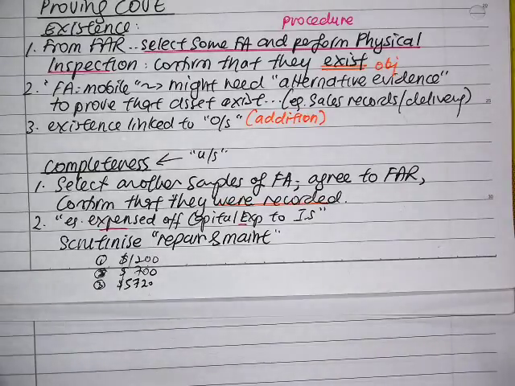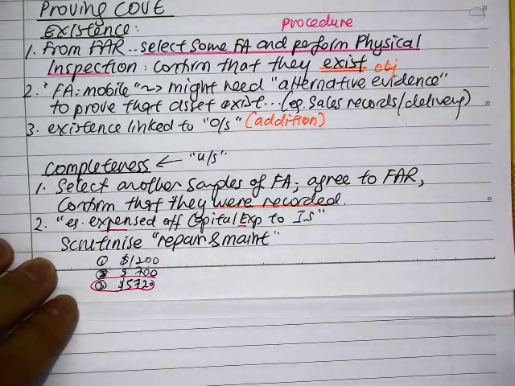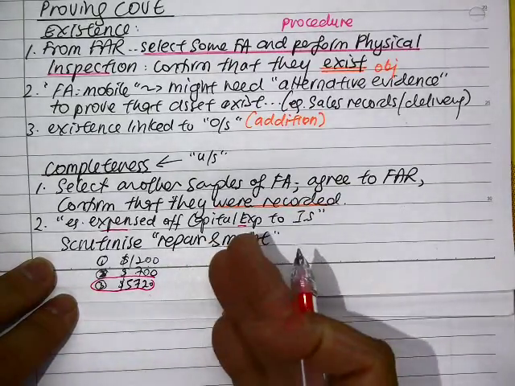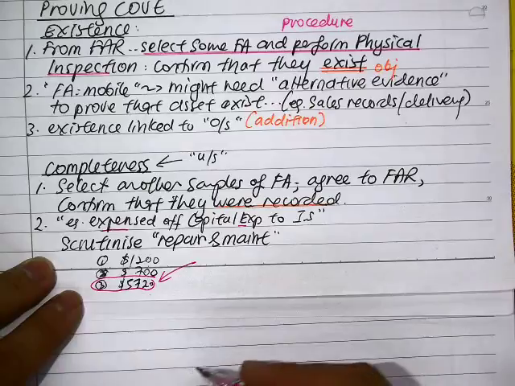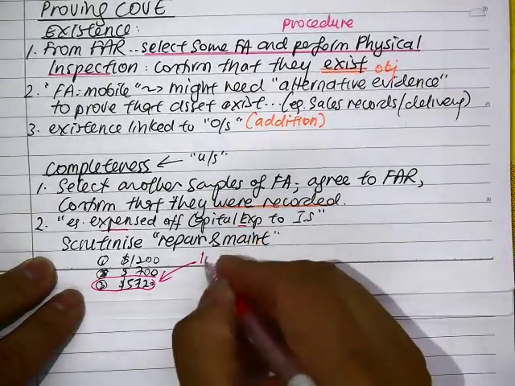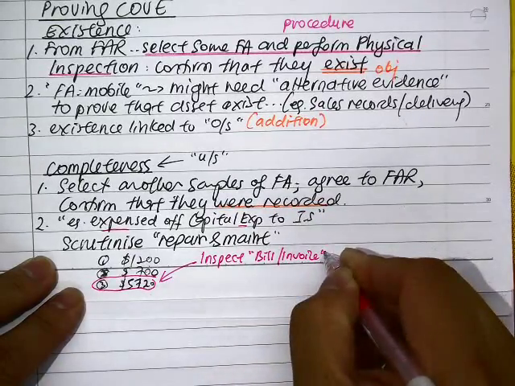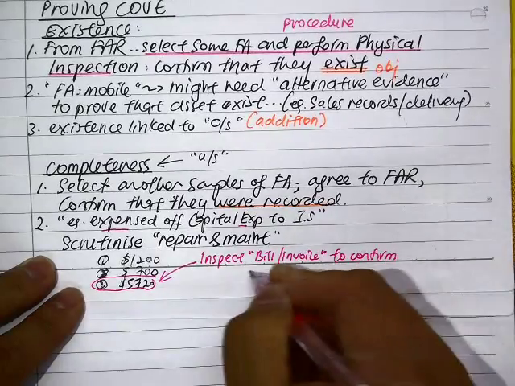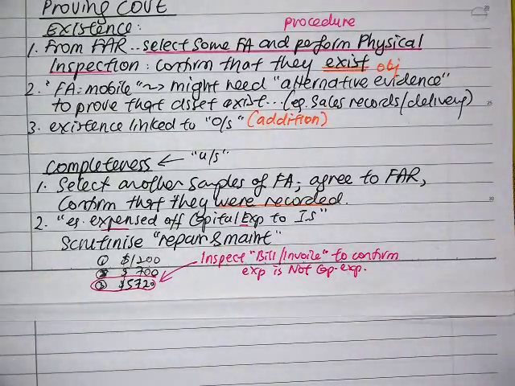Wow! Of all the amounts, this one is so big. Now, if you see the amount is so big, then what are you going to do? You're going to verify. Is this really a repair expense or is this a capital expense? So how do you verify? You're going to see the document. That's where you're going to inspect maybe whatever bill or whatever invoice to confirm that the expense is not capital expenditure. If it is, then you know that's a mistake. Okay? That's something to do with completeness.